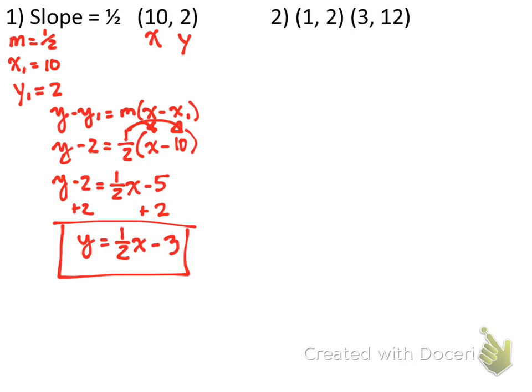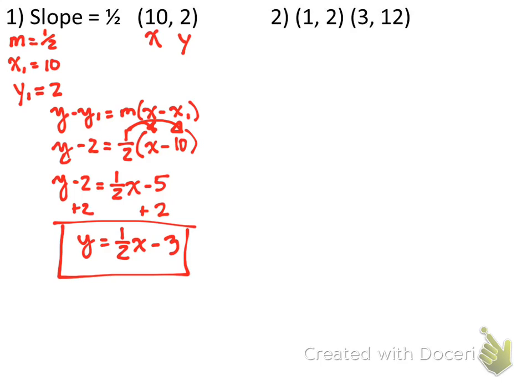Again, the slope was given to us. You identify m, x1, and y1. Plug them into this formula. This is a formula you need to memorize. Then you plug them in, use the distributive property, simplify, and then you get your answer. So we know that the slope is 1/2, and your y-intercept is negative 3.